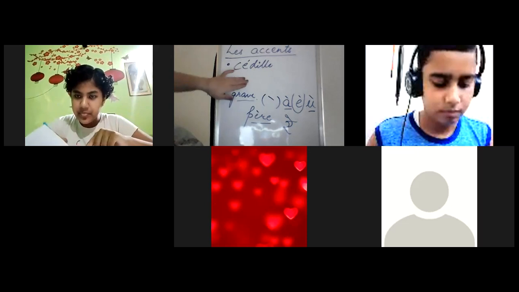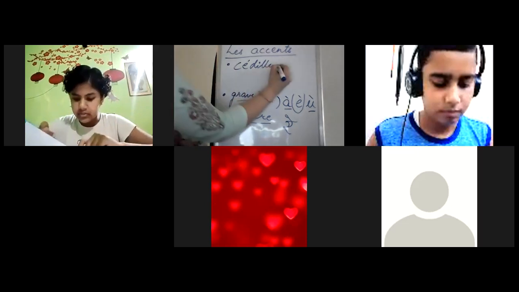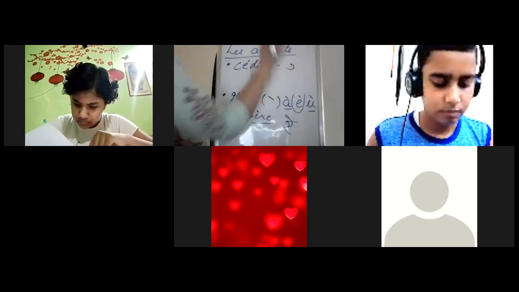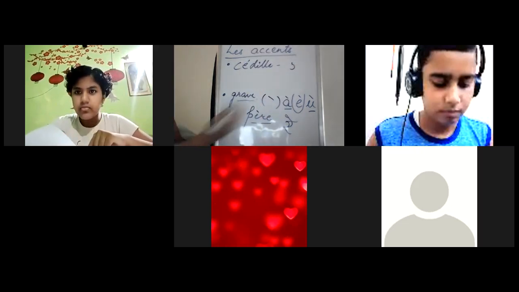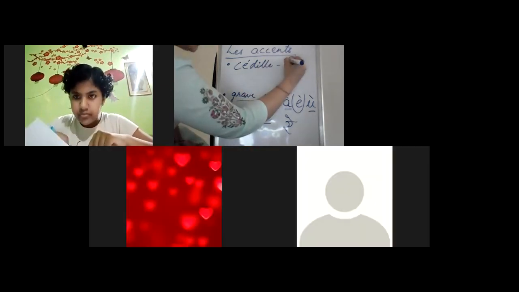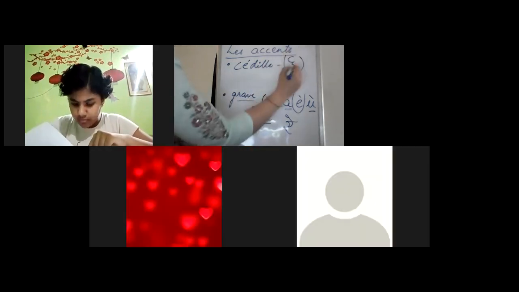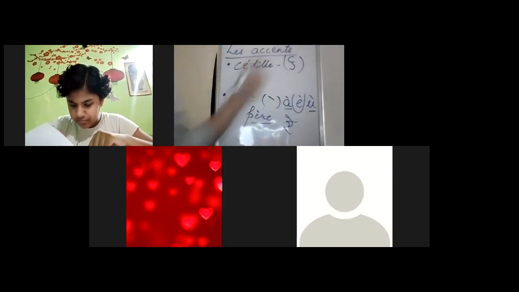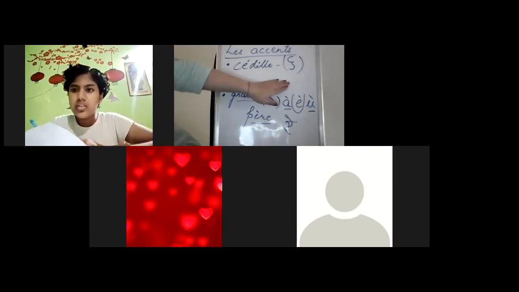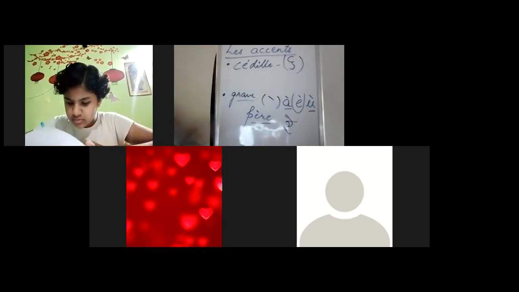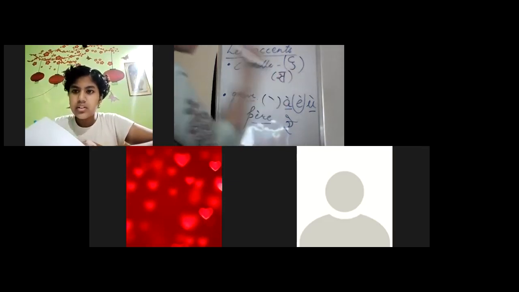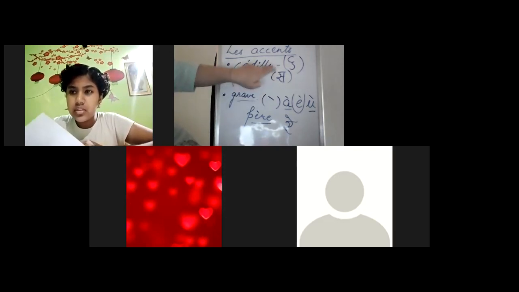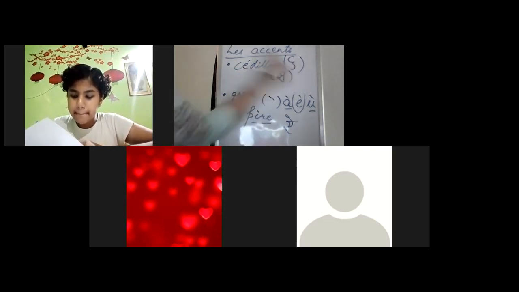Now what is this accent cédille? It is denoted by this symbol. It is a hook-like symbol. And it is placed under letter C. That's it. Only under letter C we place it. And what impact does it bring to the pronunciation of this letter? The letter is pronounced as s. We give the s sound to letter C if it is placed under it.